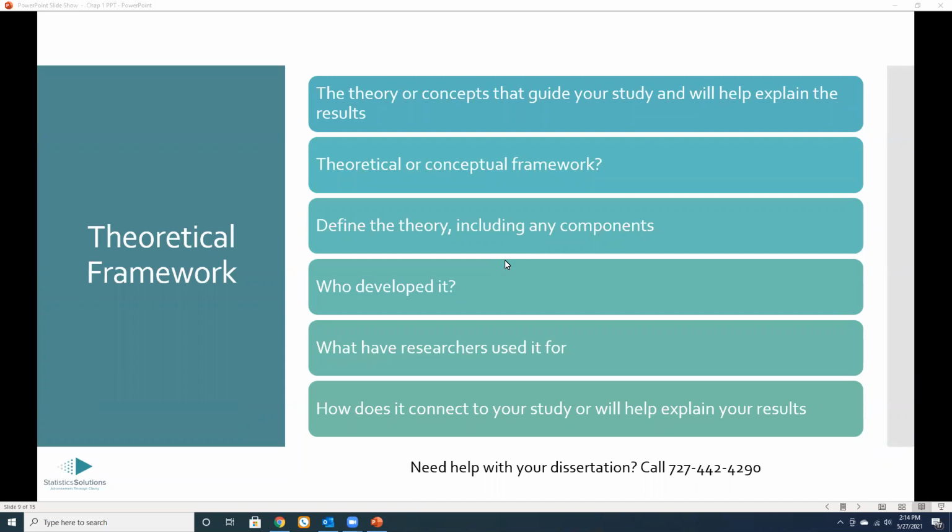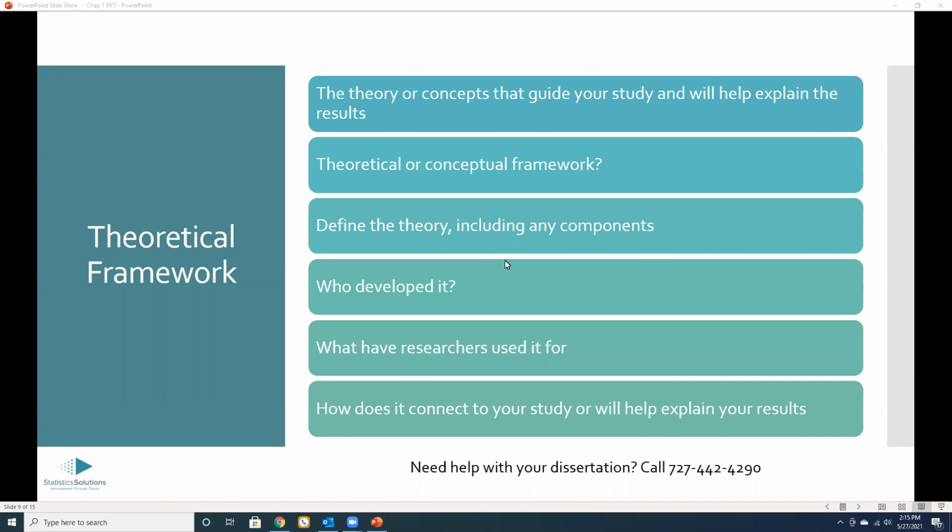Define any components to it that are relevant to your study. Mention who developed it. Talk a little bit about what the person developed it for, to explain. And theories, what do theories do? Theories help us explain stuff. So talk a little bit about the person who developed it, what they developed it for. What have researchers used it for in the past?